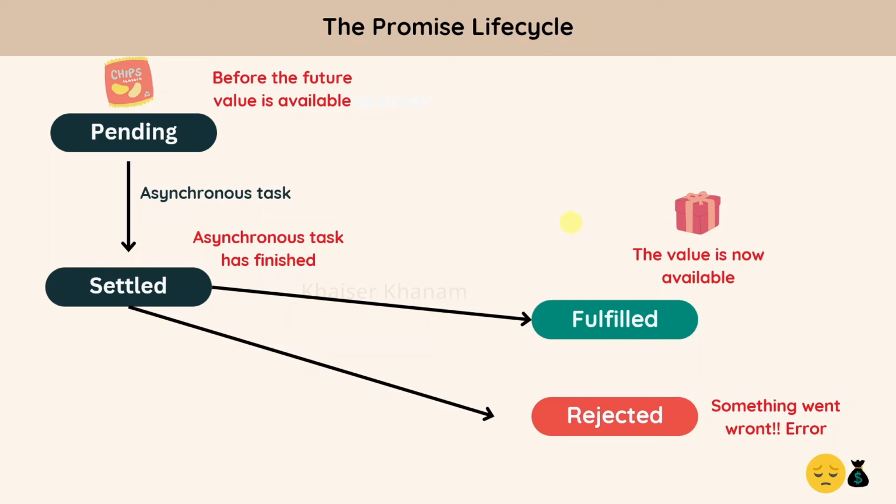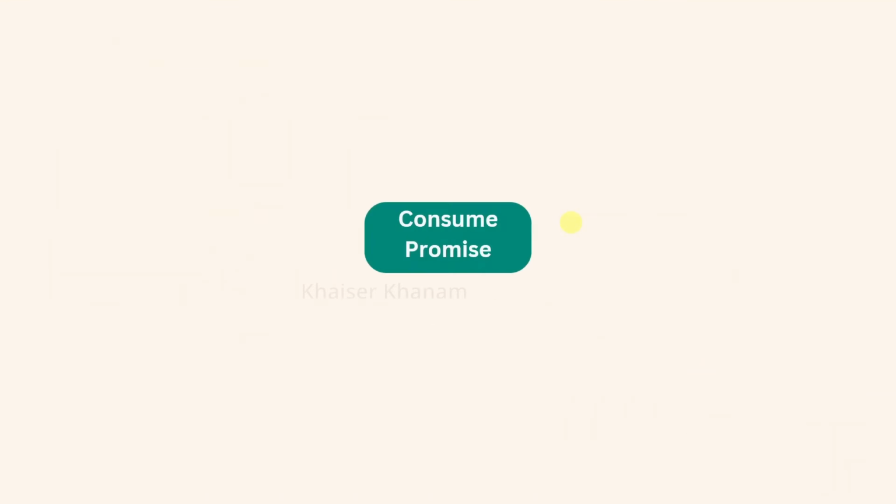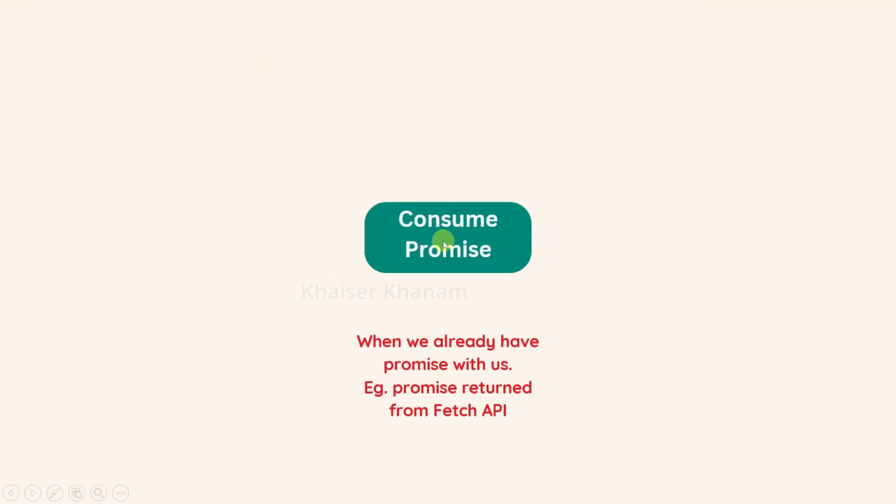Now here, the states that I have mentioned are useful when we use a promise to get a result, which is called consuming a promise. So consuming a promise is nothing but when we already have a promise with us. For example, we have already seen the fetch function directly returns a promise. Now what we can do? We can easily consume the promise.